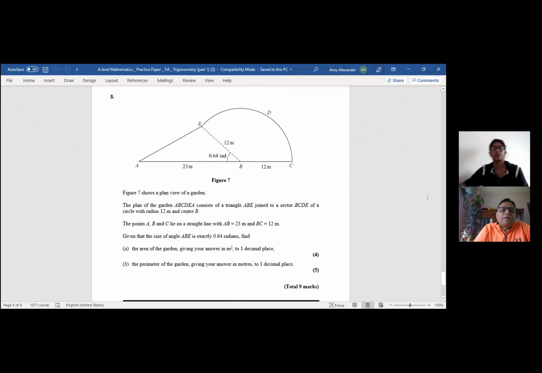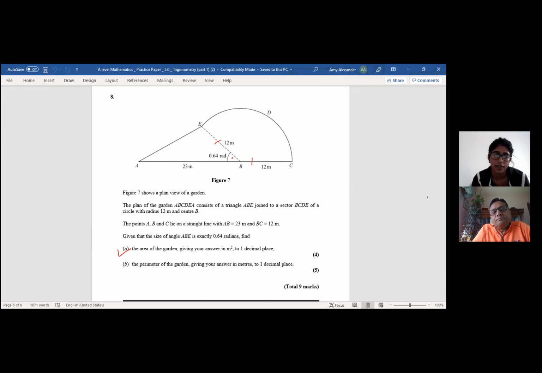Figure 7 shows a plan view of a garden. The plan of the garden ABCDEA consists of a triangle ABE joined to a sector BCDE of a circle with radius 12 meters and center B. The points A, B, and C lie on a straight line with AB as 23 meters and BC as 12 meters. Given that the size of the angle ABE is exactly 0.64 radians, find the area of the garden, giving your answer in meters squared to 1 dp.